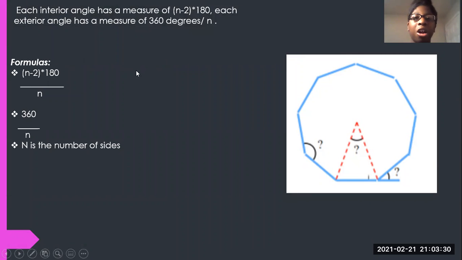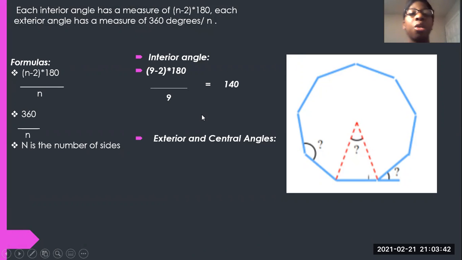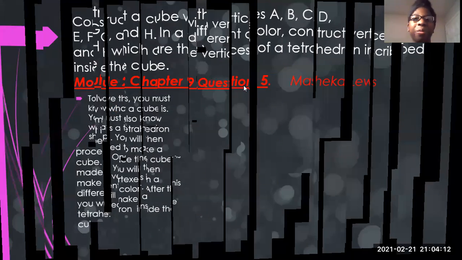So let's go ahead and find our interior angle, which is n minus 2 times 180 divided by n. So we'll plug in the number of sides, which is 9, because it's a nonagon. 9 minus 2 times 180 divided by 9, which is our interior angle, equals 140. Now our exterior and central angles, we have 360 divided by n, which is 360 divided by 9, which is equal to 40. And that's how we find our interior angles, exterior, and central angles. Our exterior and central angles are the same value.